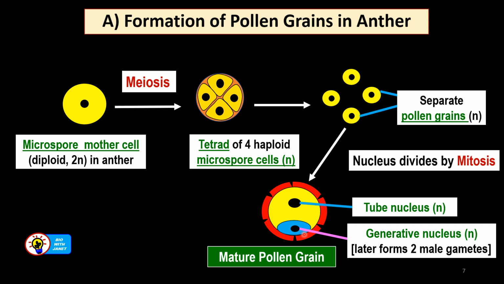So at maturity, you can see that the pollen grain has 2 nuclei, the tube nucleus and generative nucleus. And if it is pollinated by insects, then its wall will be a bit rough, okay, have a specific pattern to help it be able to attach, okay, to stick to the legs of the insects for pollination.